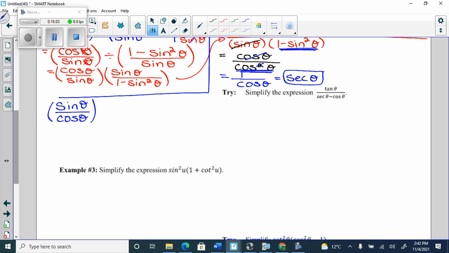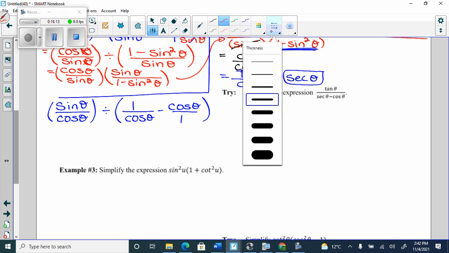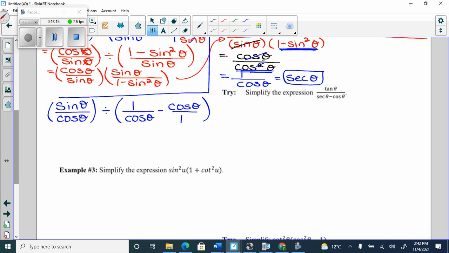Over cos squared. So now we're ready to switch it. Wait, isn't it sine? Where are you going to use sine? Sine can come in. 1 over sine u is... you should have sine theta over cos theta divided by sine squared theta over cos theta. What? Where did you get the sine?